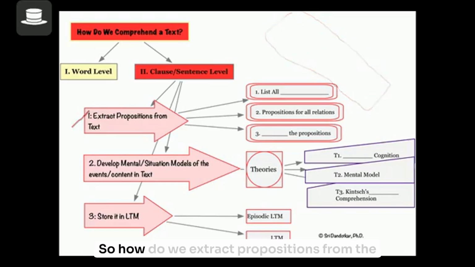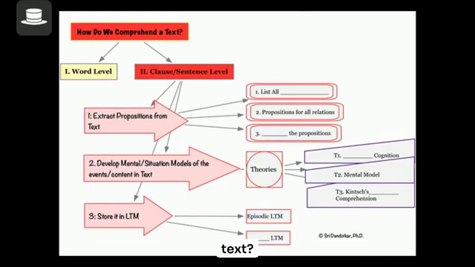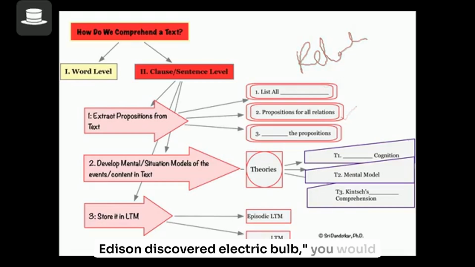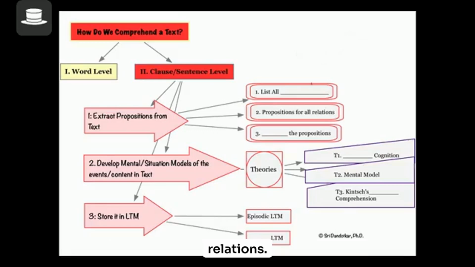So how do we extract propositions from the text? We said we list all relations, then we create propositions from these relations. Remember, relations are the verbs and adjectives in a sentence. For a sentence like "the genius Thomas Alva Edison discovered electric bulb," we would take discovered, genius, electric as relations. You list all the relations, then you create propositions for each relation.